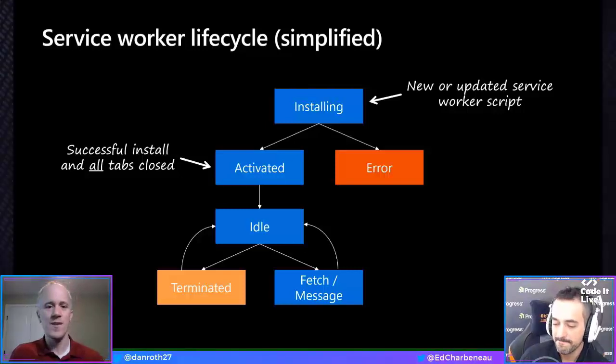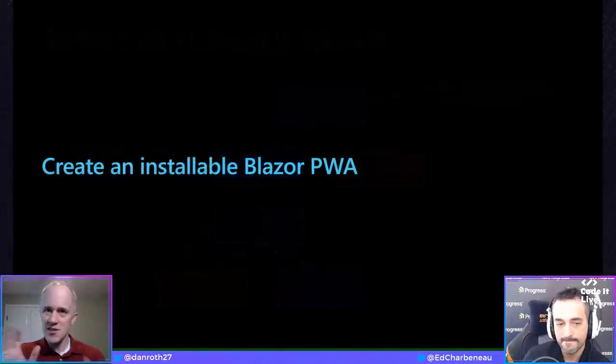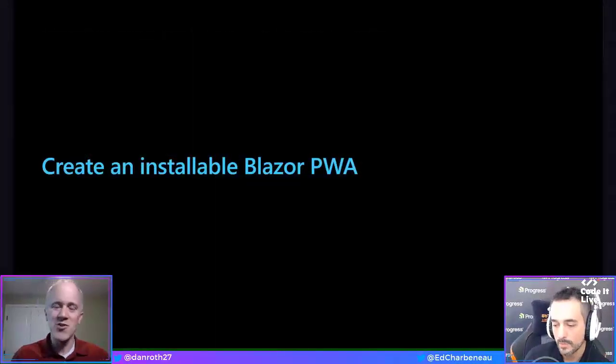All right. So that's your basic intro to just getting your app installable. Let's go take a look at how we can create an installable Blazor PWA.